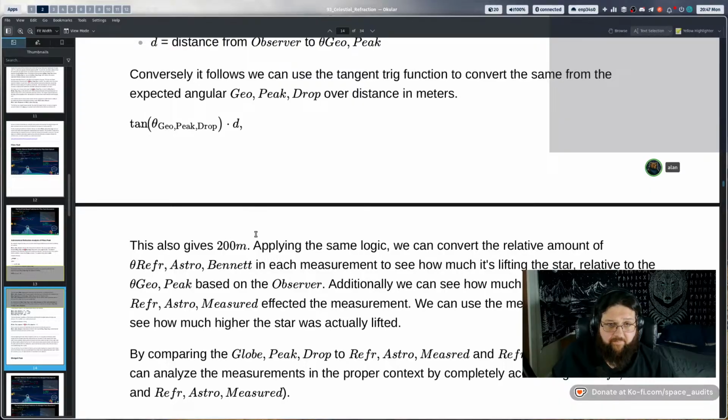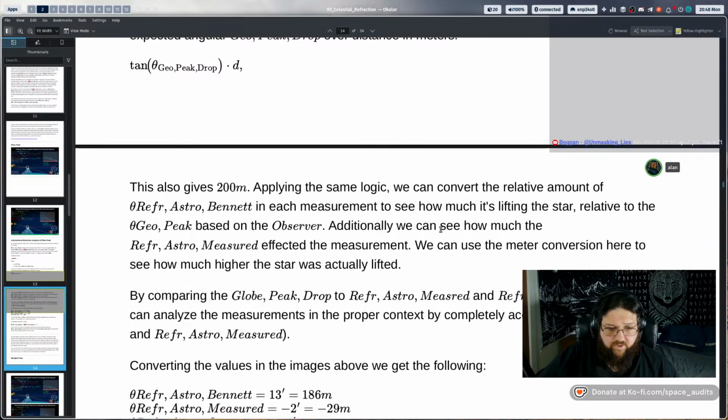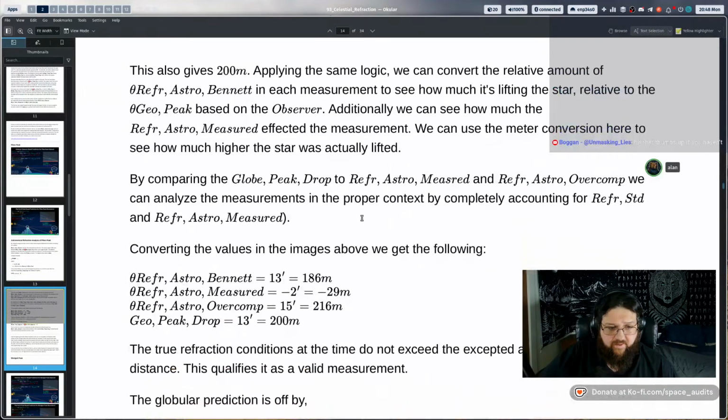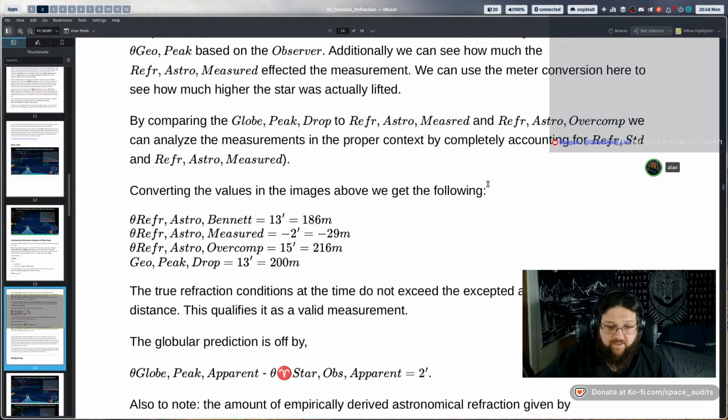So applying that same logic, we can apply any angular difference that shows up in these measurements. We can compare them to the observer and distance to the peak, which will give us the unit in meters, how much that's affecting the measurement. Okay, so what we do here is by comparing these two, we can analyze this in properly set context to the measurements and determine if these measurements are valid and do they meet the criteria of a valid measurement to determine whether or not the Earth is a globe or flat.